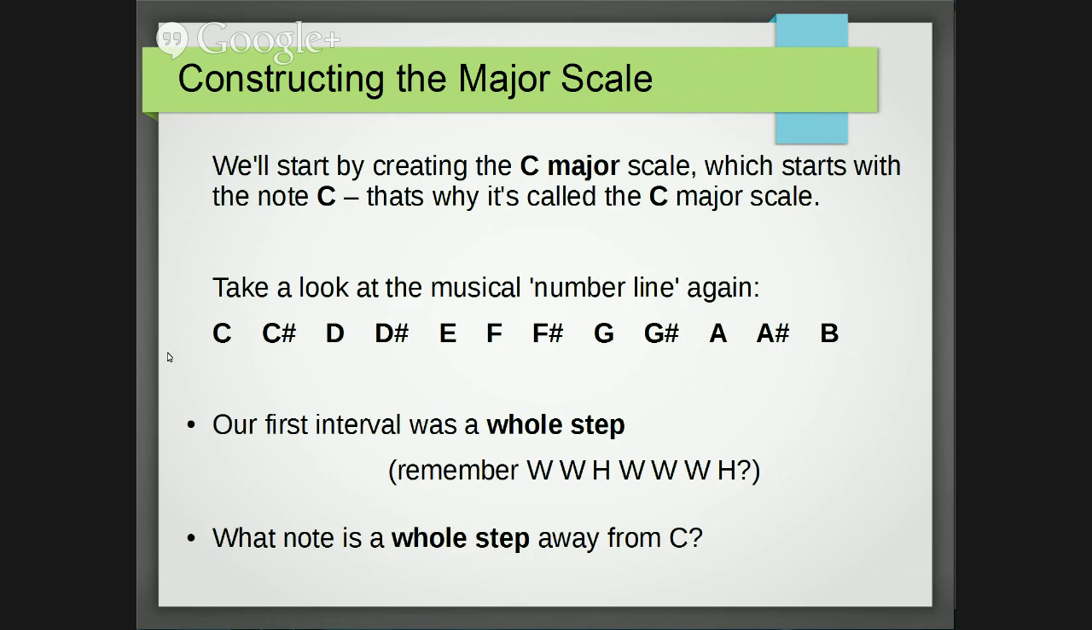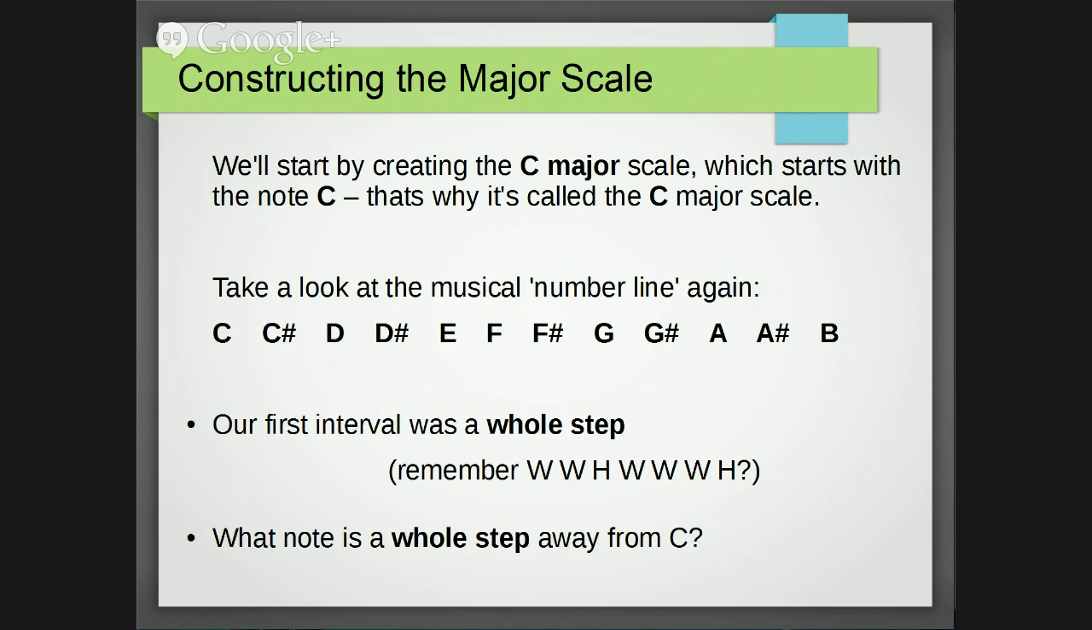So we're going to start by creating the C major scale, which is a major scale following that pattern which starts on the note C, which is where it gets its name. So we're going to take a look at this musical number line again. C, C sharp, D, D sharp, E, F, F sharp, G, G sharp, A, A sharp, B. So remember our pattern, whole, half, whole, half. We start at C, we go up a whole step. Anybody want to take a guess at what is a whole step up from C? Give you a second.